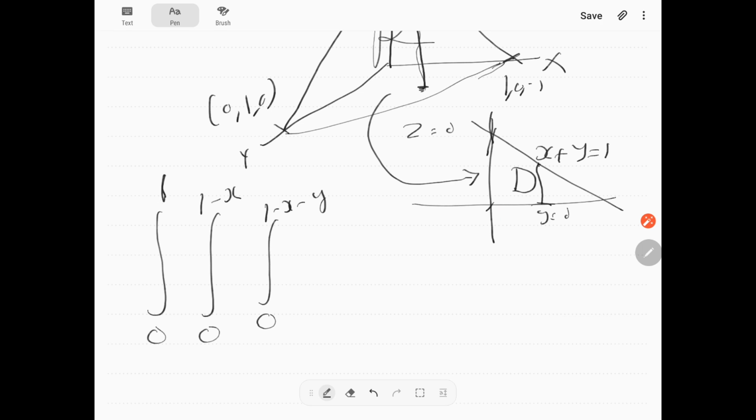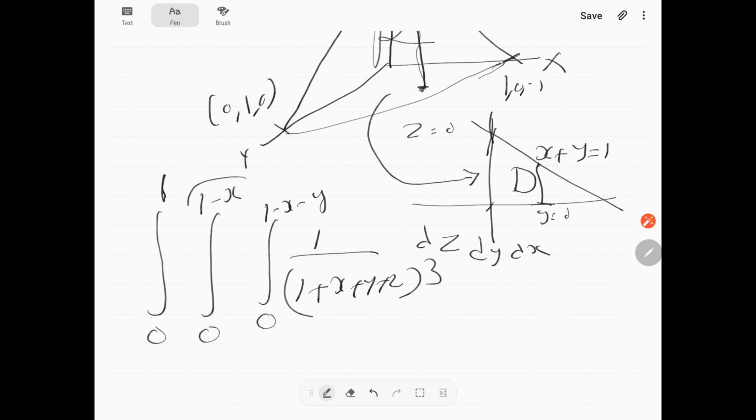And the integrand he has given is 1 by (1 plus x plus y plus z) whole cube dx. Here the order is more important. First of all, I am doing the integration with respect to z, after that y, after that x.